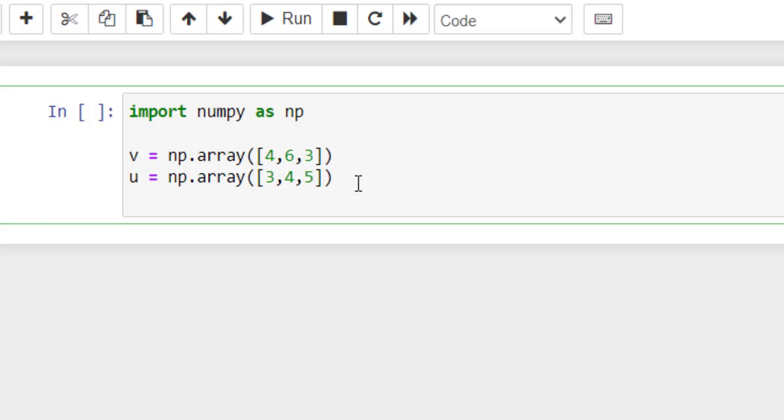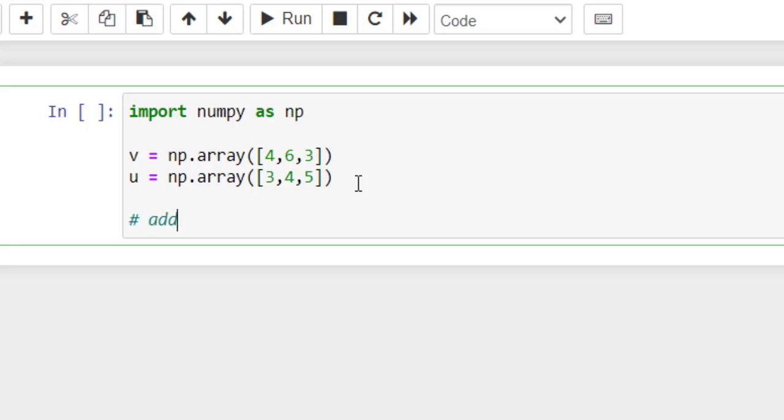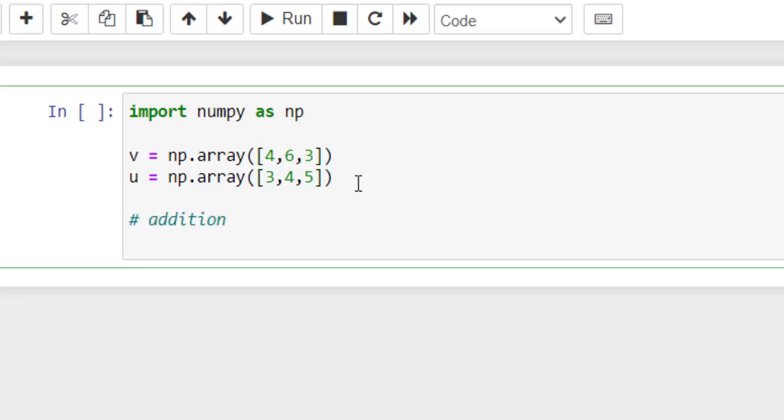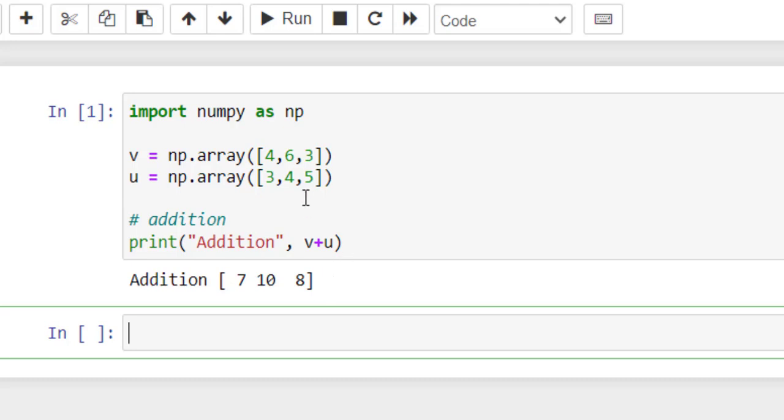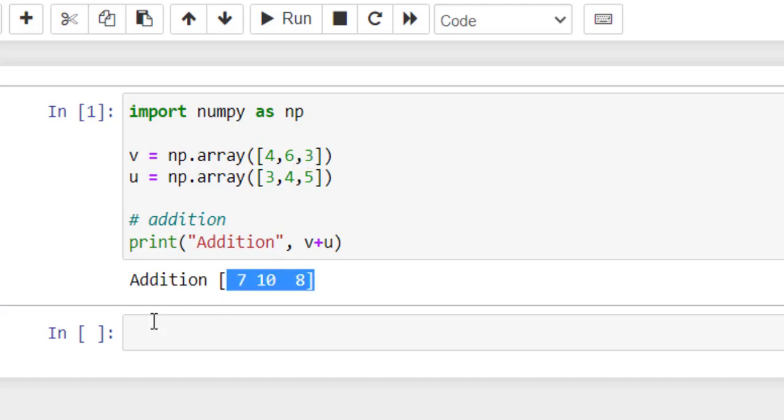What we need to do with these vectors is perform addition. To perform addition of these vectors is simple: just print v plus u. So this is for addition. If we add 4 plus 3, we get 7. 6 plus 4, we get 10. 3 plus 5, we get 8. So this is the addition of the vectors.